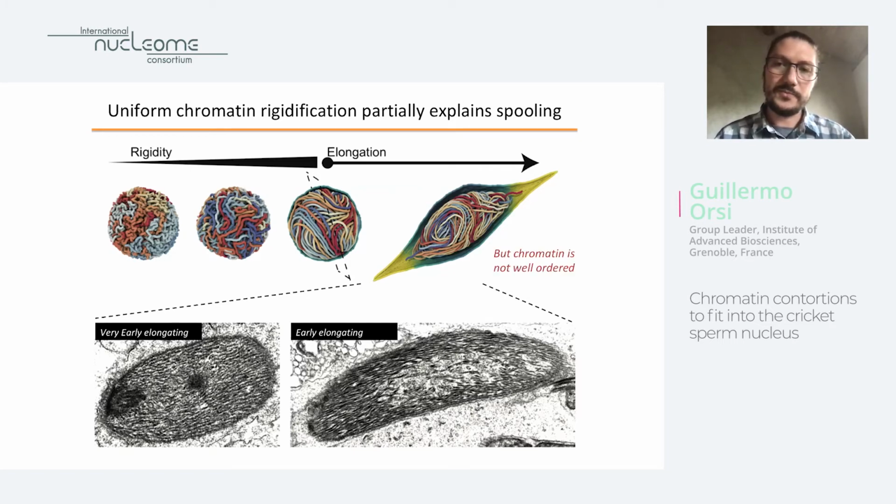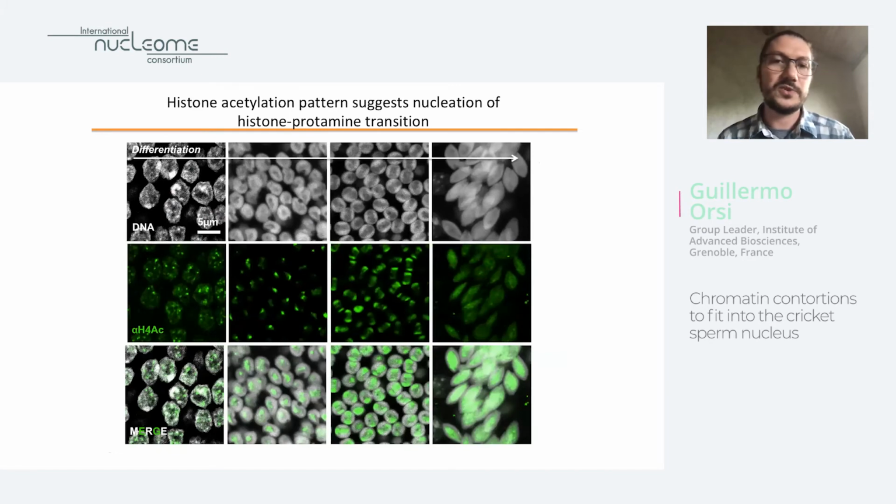And so we were thinking about how to improve the model, and we made an observation in vivo, which is about histone acetylation pattern. So you remember I told you that before you can remove the histones and replace them by protamines, histones need to become acetylated. And in flies and in mice, this happens kind of at the scale of the whole nucleus.